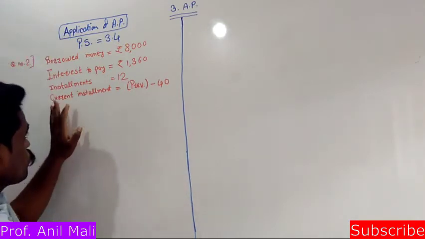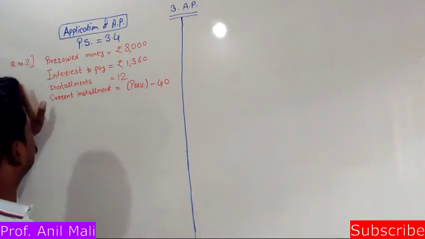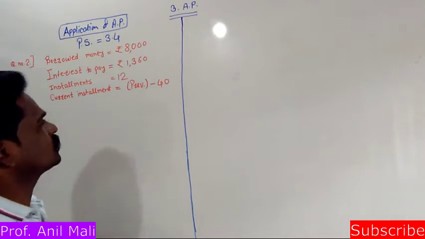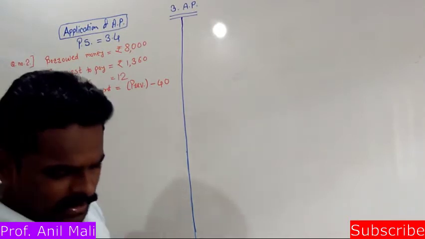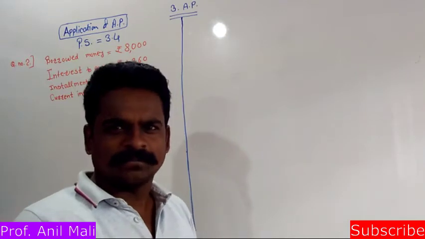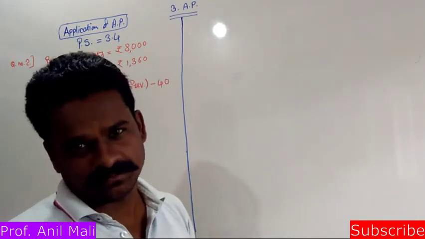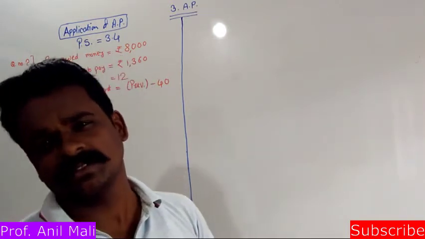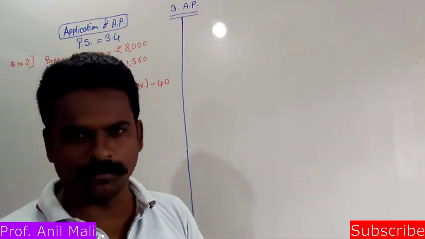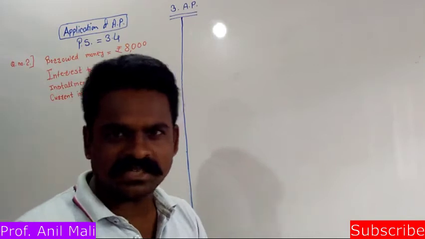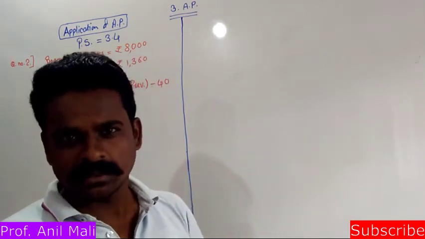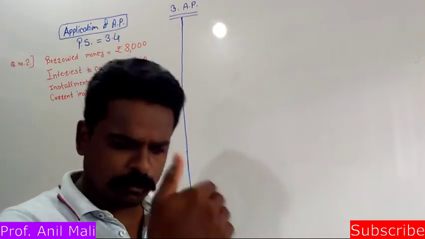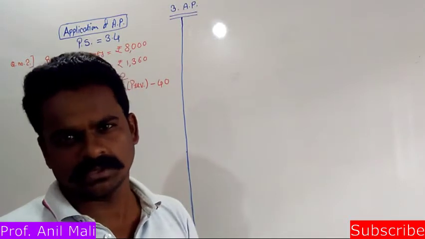Now suppose current installment is equal to previous minus 40. So every next installment will be lesser by 40 than the previous one. That means if I pay 1,000 in this month, then in the next month I'm going to pay only 960 rupees. In the next month 920 rupees. Next to that it is 880. So every time he is going to pay 40 rupees lesser than the previous installment.